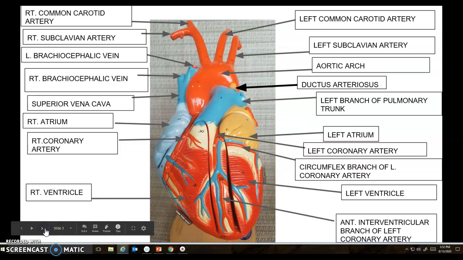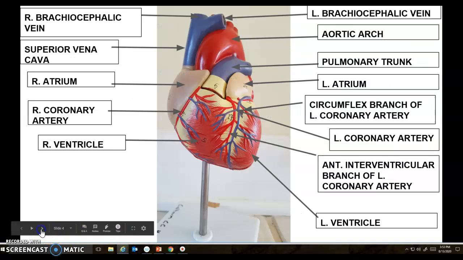Okay, now here is the heart model that we have in the lab with the same labelings. I'm trying to show you all the heart models that are available in the lab so that you have a better picture and an idea. All right, do you see the ductus arteriosus in here? Here is a remnant of what existed in the fetal heart. All right, so make sure you look at the video.